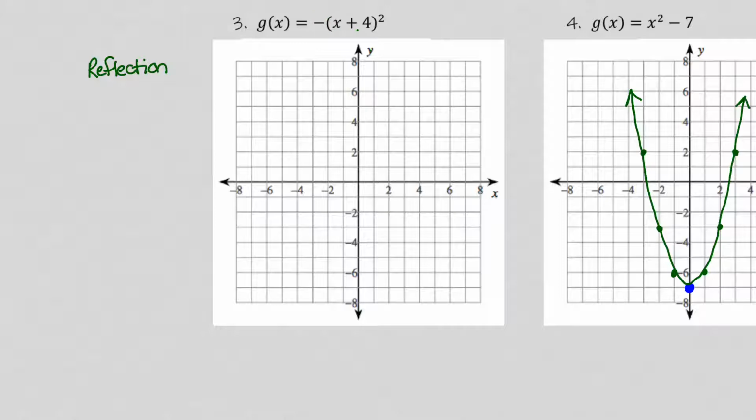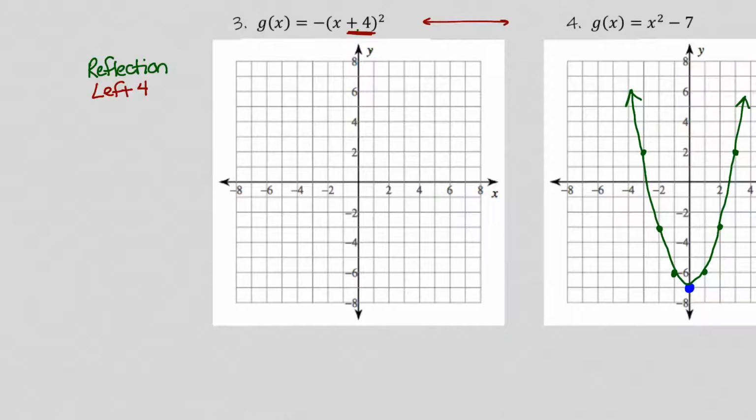Then the next part has this +4. That was from the translations. It's grouped with x, and x is what goes left and right. Positive goes to the right, so we're going to actually do the opposite, and we go left. Remember, when it's grouped with x, we do the opposite thing.